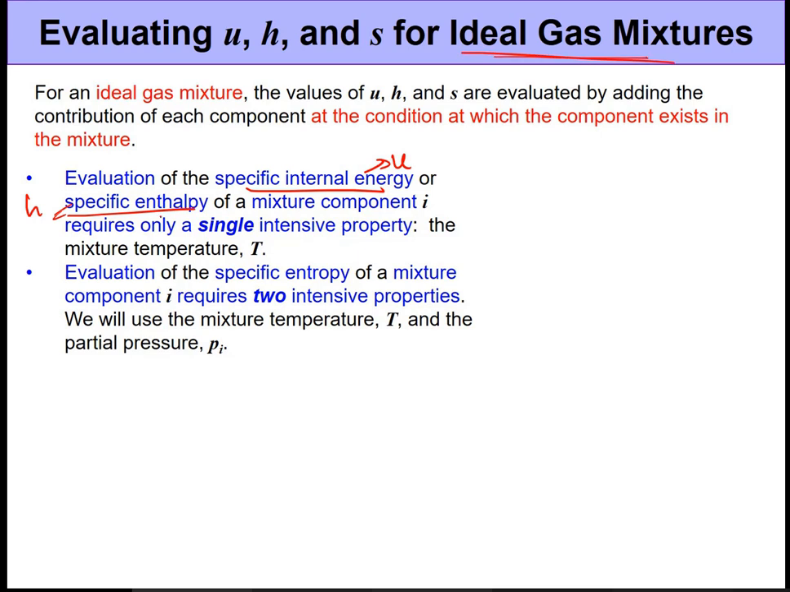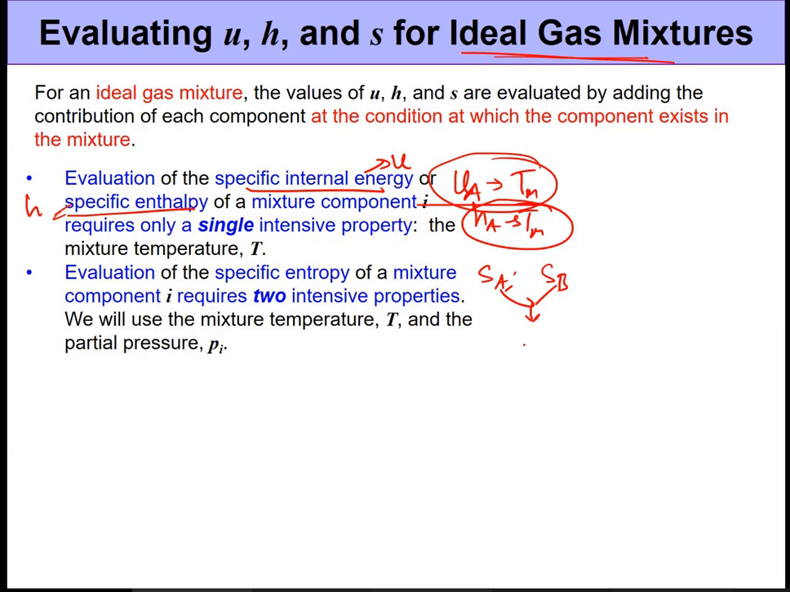So all we need for this is the temperature, sorry, not the enthalpy. So if you want to find out the specific internal energy for some gas A, all you need is the temperature of the mixture. Okay, so for gas A, you know the mixture temperature, you can go and get it from the property tables. But when we talk about the entropy, right, if you want to find out the entropy for gas A or gas B, well, you need the mixture temperature for sure, but we also need the pressure. And here the pressure that we need is the partial pressure. It's not the mixture pressure. That's the key part here.